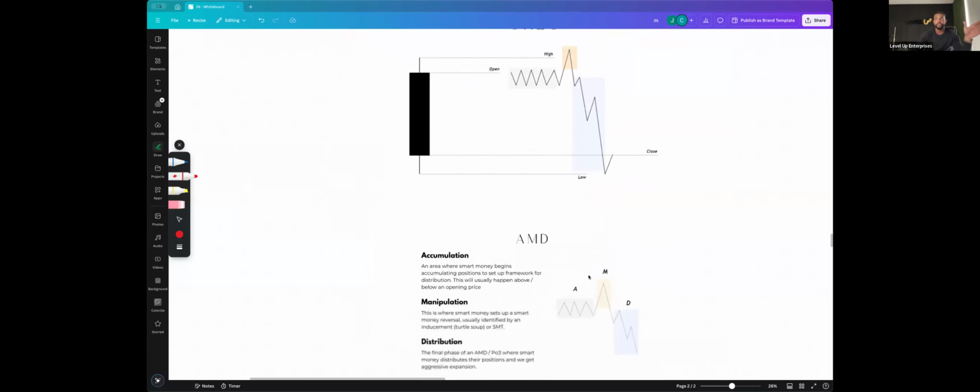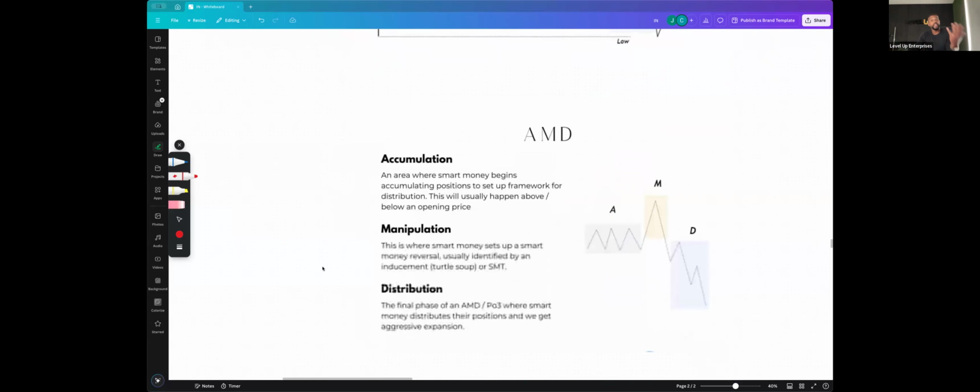I'm going to show and explain one more graphic before we go back into the charts, and just quickly want to talk about what it actually means when it comes to AMD. So AMD, accumulation, we are accumulating positions to be able to set up a framework. Manipulation is basically where there's a smart money reversal. So we're trying to fake people out. Breakout traders, they get cooked all day there. Why? Because they think that price is going to continue, and they don't understand what liquidity is and how the market moves based off liquidity.